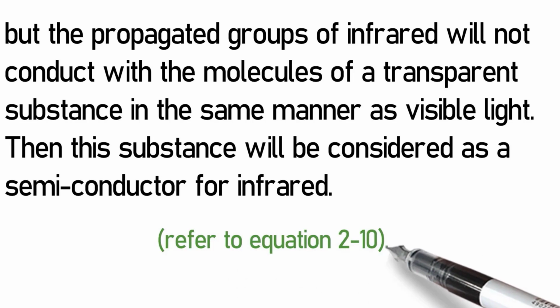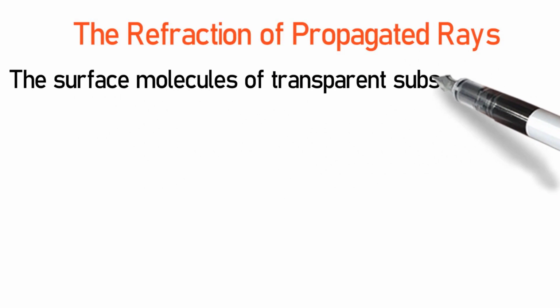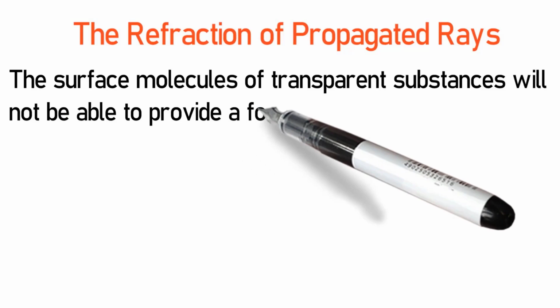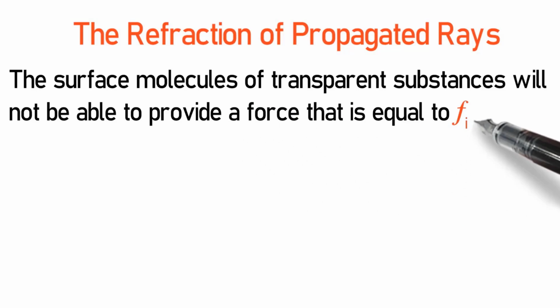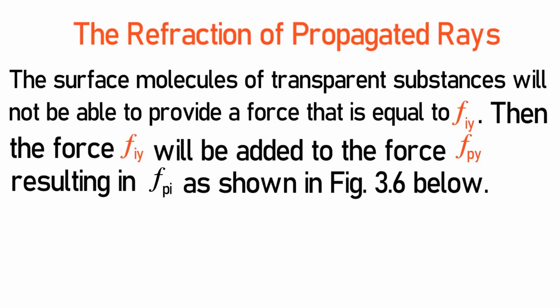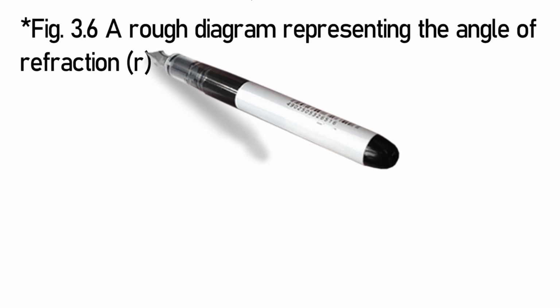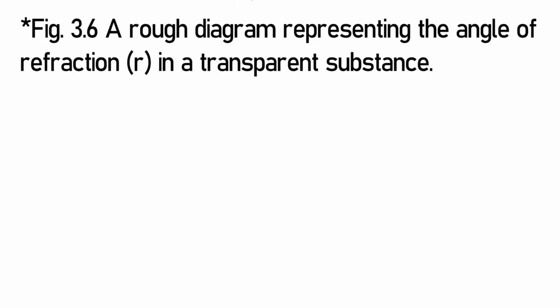Refer to equation 2.10. The refraction of propagated rays. The surface molecules of transparent substances will not be able to provide a force that is equal to F sub Iy. Then the force F sub Iy will be added to the force F sub Py, resulting in F sub Pi as shown in figure 3.6 below. Figure 3.6. A rough diagram representing the angle of refraction, R, in a transparent substance.